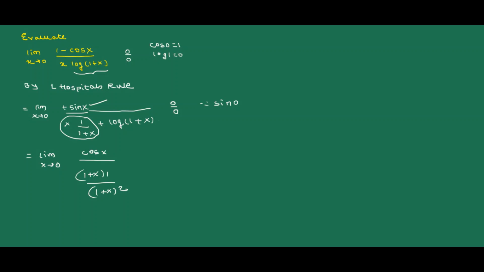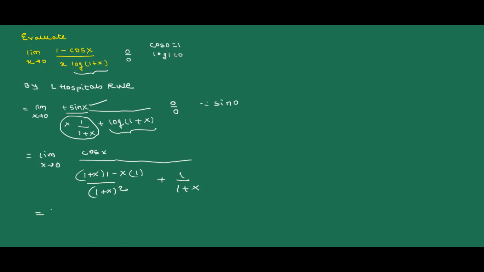Differentiation of x is 1. Minus x as it is. Differentiation of the denominator, differentiation of 1 plus x, is also equal to 1. Plus differentiation of this logarithm of 1 plus x is 1 divided by 1 plus x.